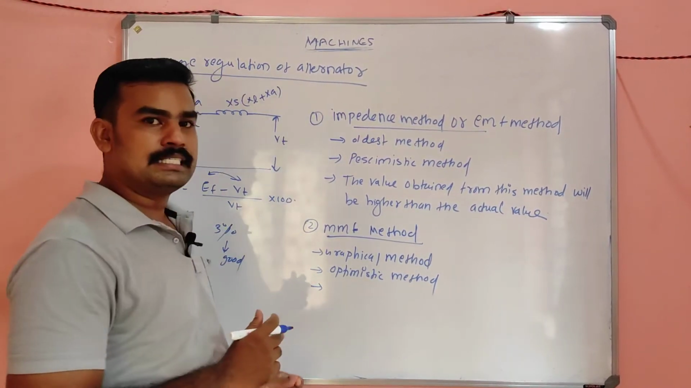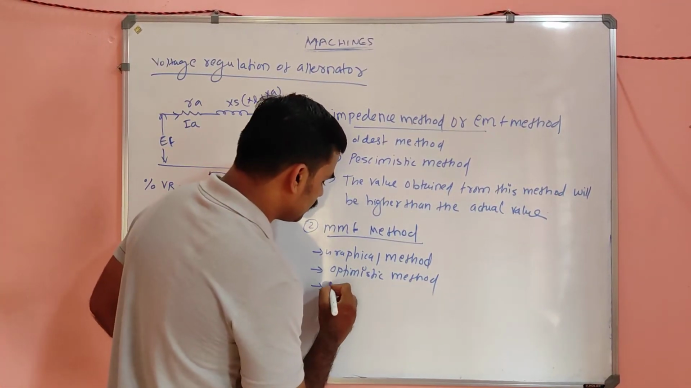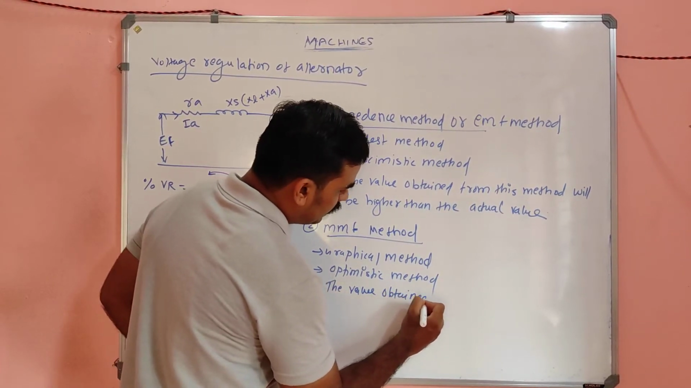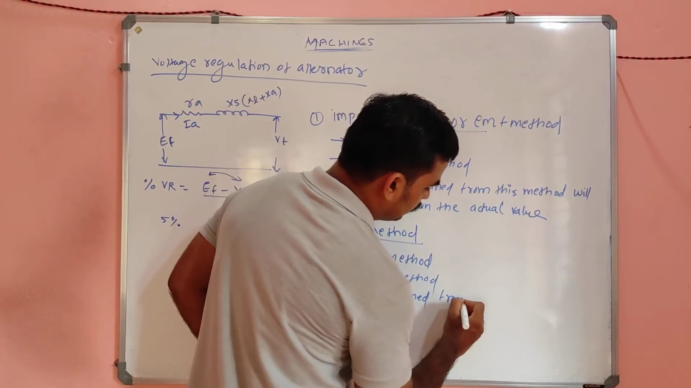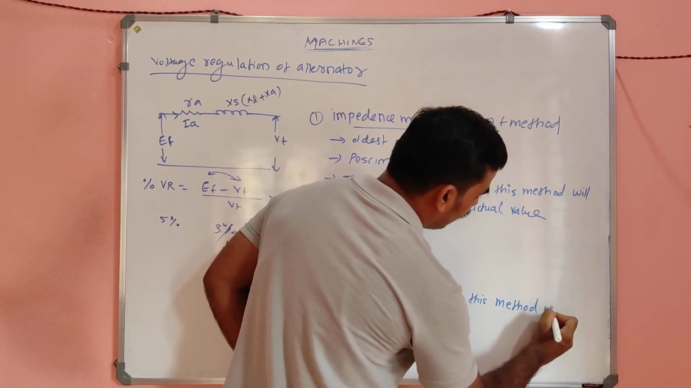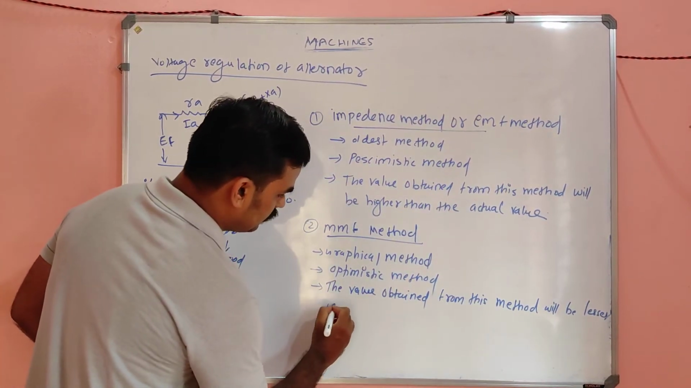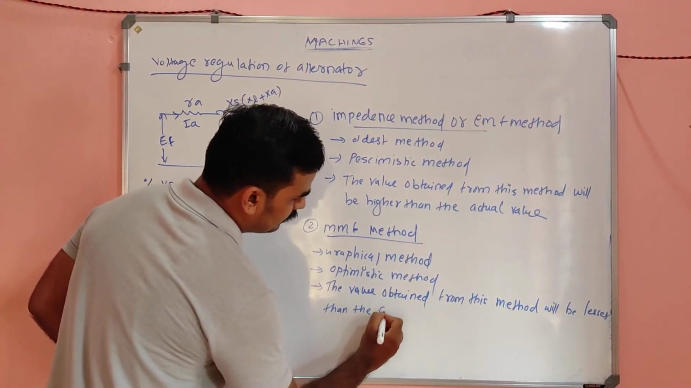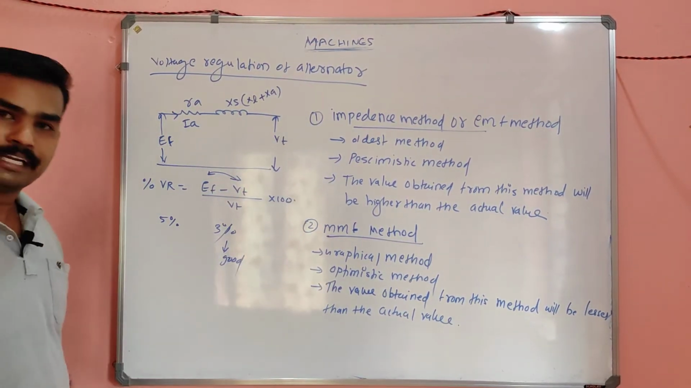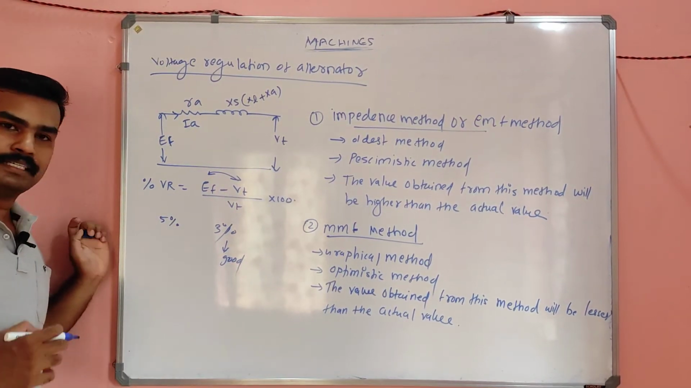And if the result is optimistic, it means a super good system. If the system is super, the value obtained from this method will be higher or lesser, my dear? Lesser than the actual value. Okay, that is why it is called the optimistic method.